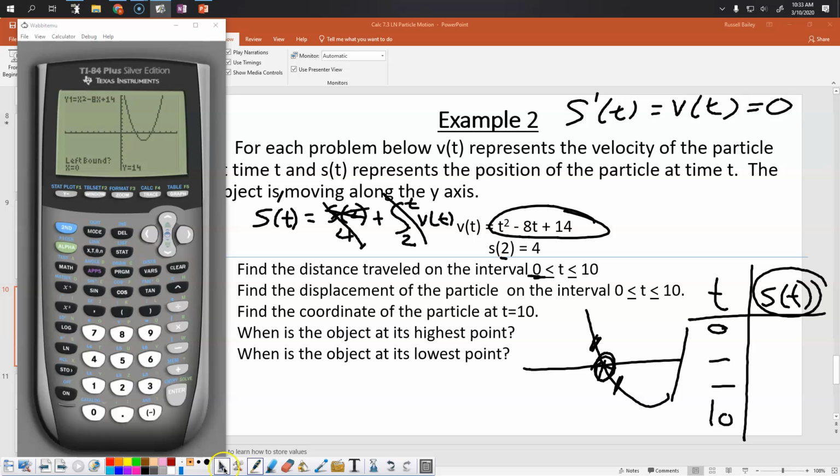So what it means when it says left bound is take your arrow buttons and scroll your cursor, the blinking dot, until it is somewhere to the left of that first root. So get your cursor to be right above, to the left of that first root. You guys there?